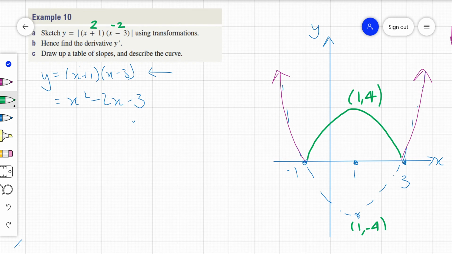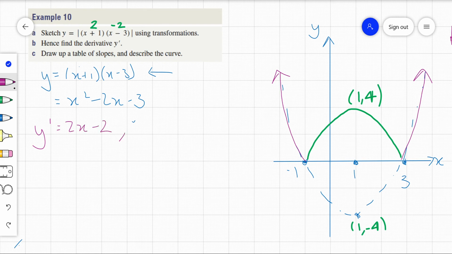Now, if we were interested in the derivative function, so for the pink bits, of course, it's just going to be the normal derivative function. We didn't even need the absolute value for those bits. So if I just differentiate here, I've got 2x minus 2.